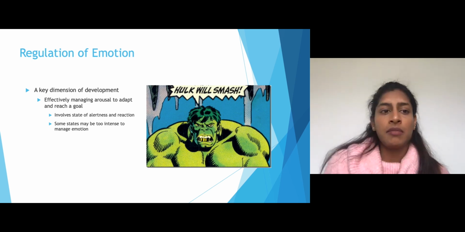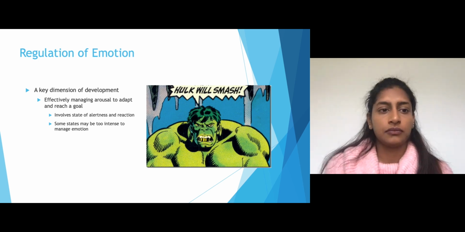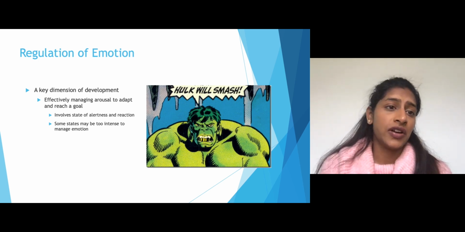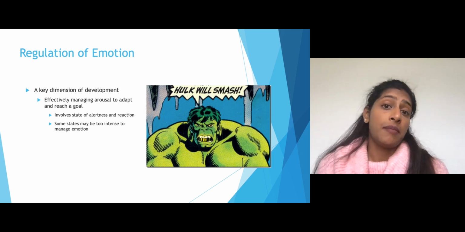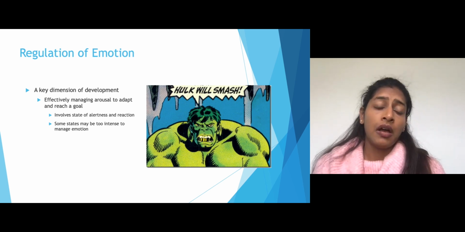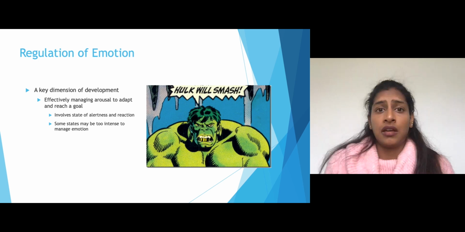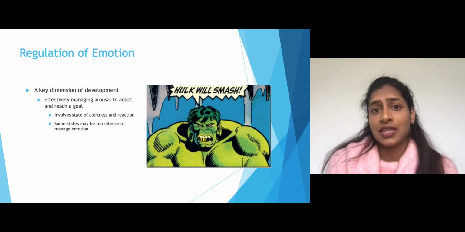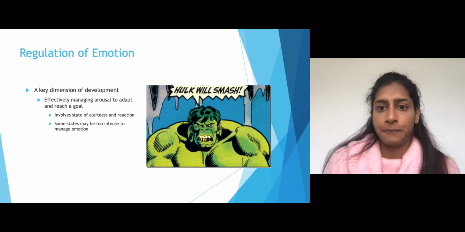So we come up with strategies to help us cope with that emotion. Now, some things might be really intense for us and we might have a hard time regulating that emotion. We may get better with it over time. We also may be better at regulating emotions in one domain versus another, right? And this is oftentimes very individual specific.